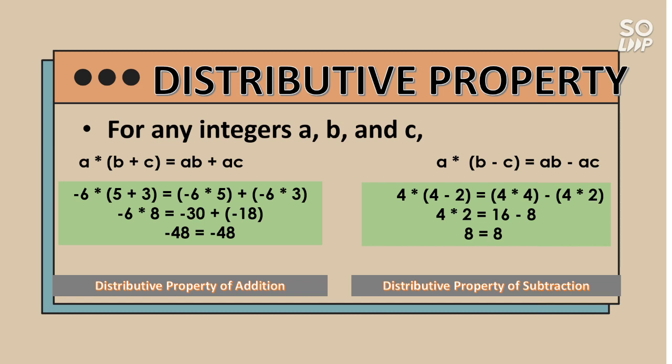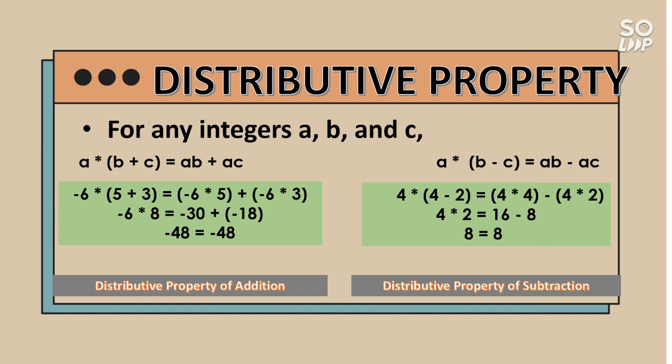And next, subtraction. So, here, A times the quantity of B minus C. So, ita-times natin yung A times B is equal to AB. And then, A times C is equal to AC. So, now this is subtraction because the operation here is subtraction.